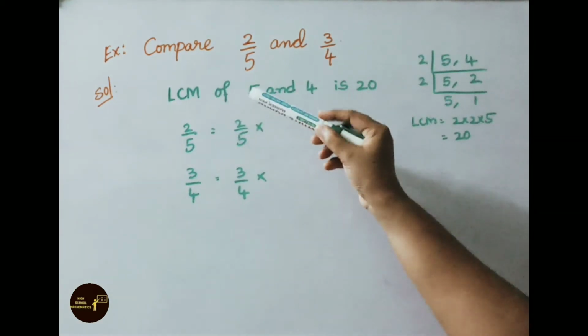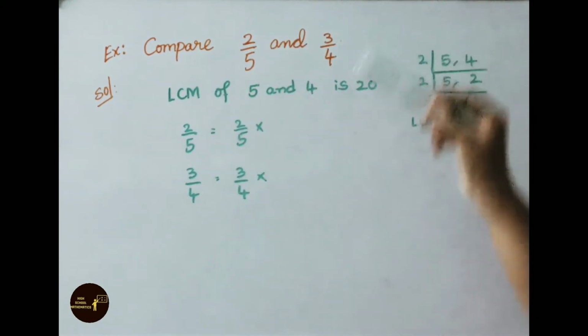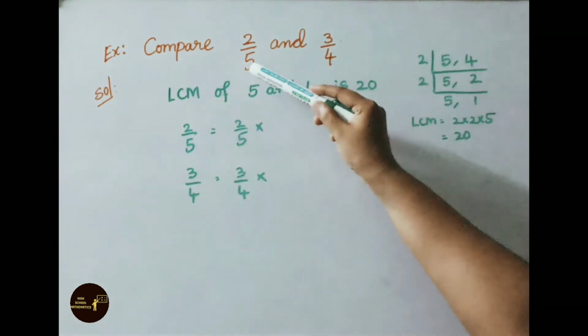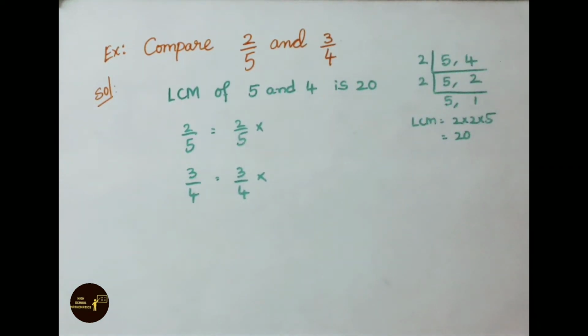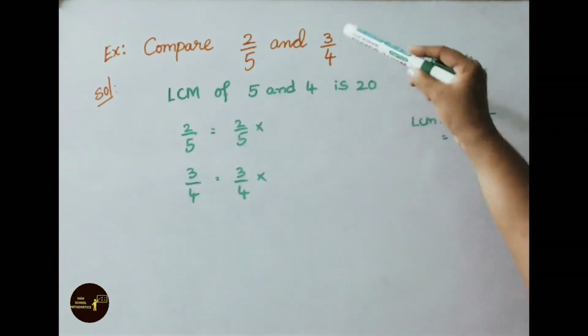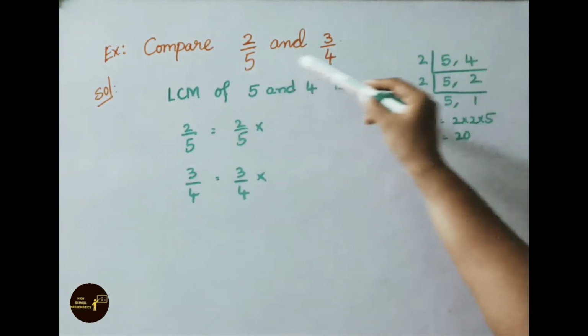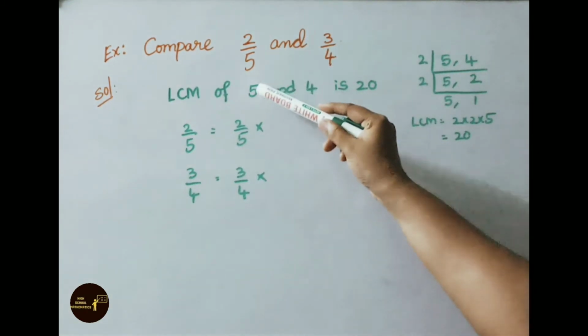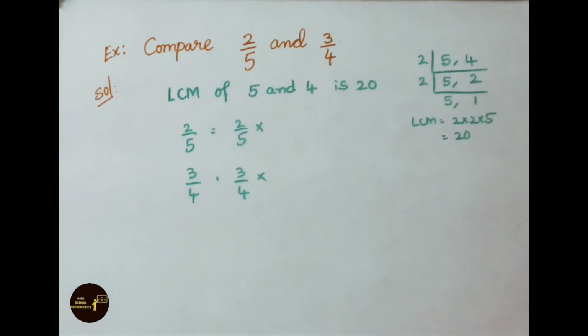See the example sum. Compare 2 by 5 and 3 by 4. We can do comparison easily when the given fractions are like fractions. But in this example, both fractions are unlike fractions. So first we must make them like fractions. For that we have to find the LCM of the denominators. So 5 and 4 are the denominators of the given fractions. So let us find the LCM.